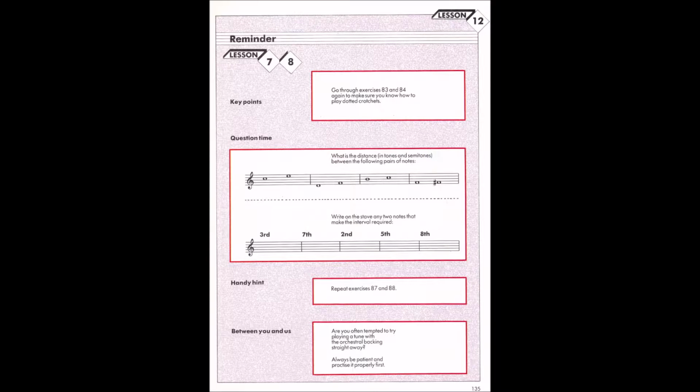And intervals of an eighth are 2 notes of the same name, but an octave apart. For example, middle C and the C in the third space on the treble clef, or the D in the space below the bottom line of the treble clef and the D above it on the fourth line.